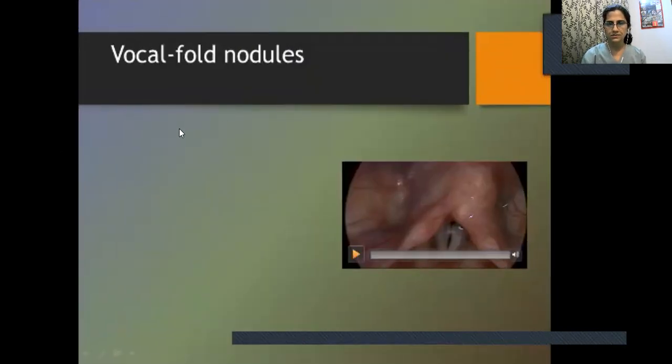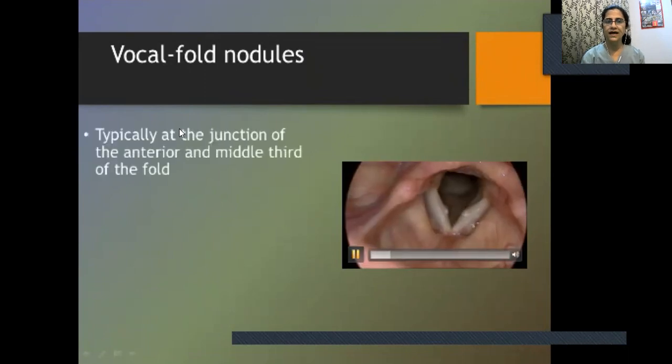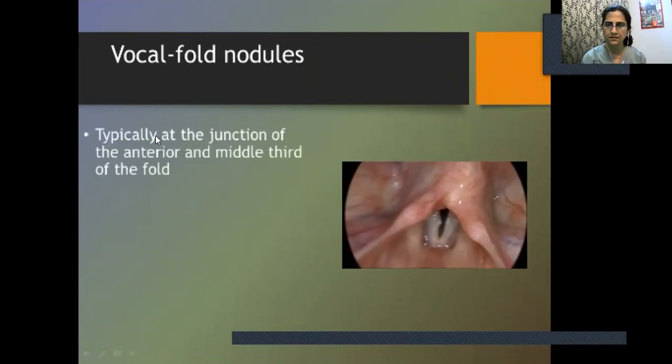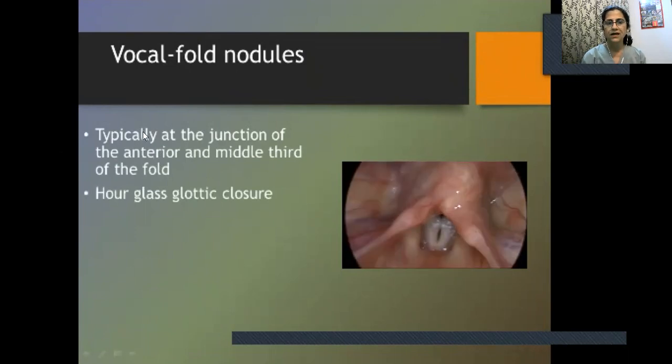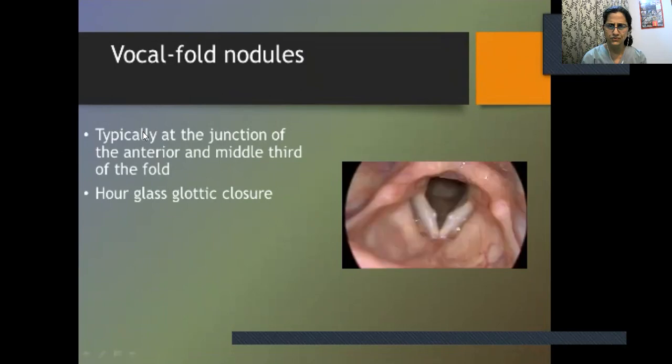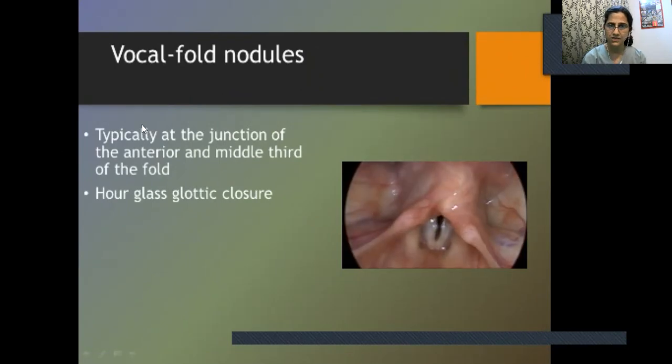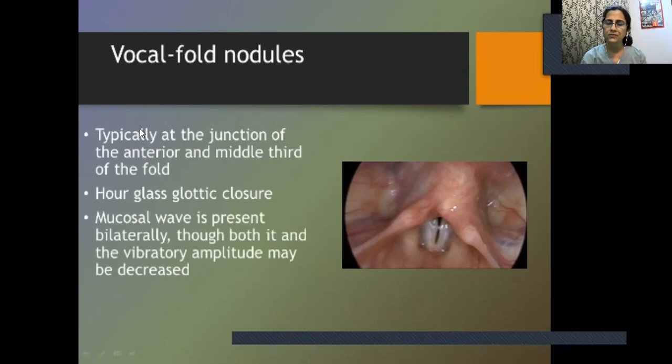Vocal nodules: you have an hourglass phonatory gap, which is symmetrical. You typically find them at the junction of the anterior and the middle third of the vocal fold. And the mucosal wave is present bilaterally, though there may be a decrease in the amplitude or the vibratory pattern on both the sides.